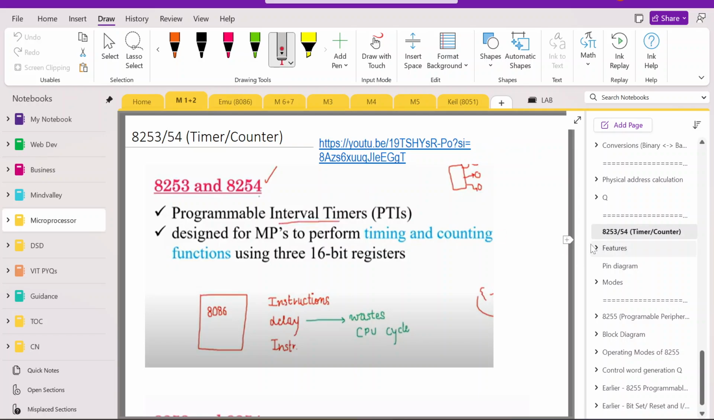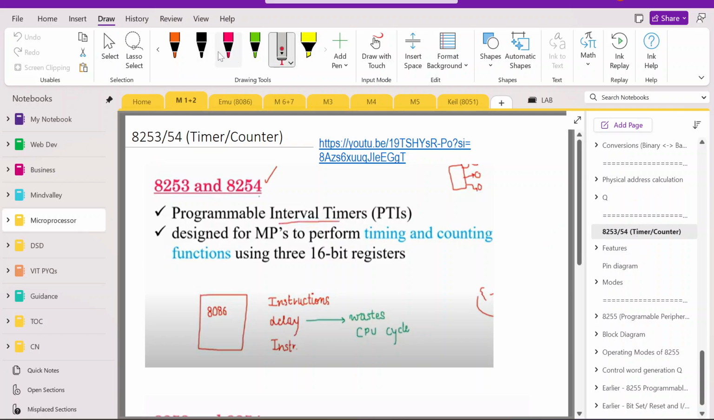Okay, and not from any other place, because this is the best possible thing which I got after studying 150 hours of MPMs. So you won't be wasting your time in finding the right video. Okay, so this is a timer counterpart.